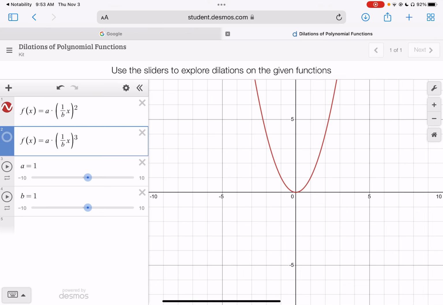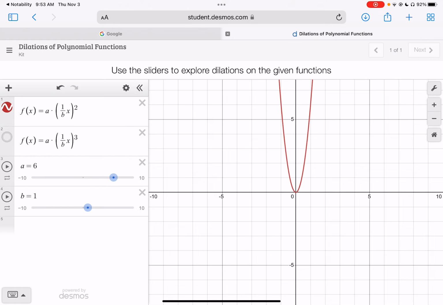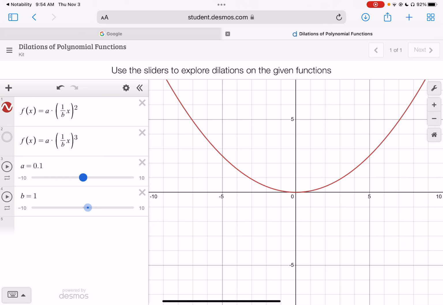And then a is the variable that we use to represent a vertical not translation, but a vertical stretch or a vertical dilation. So vertical means that it's pulling the graph in a vertical way. For example, if I have a vertical stretch and I increase my value of a using the slider, you can see that the graph pulls vertically up and away from the x-axis. Versus if I make it smaller, it's getting compressed vertically. It's getting smushed down towards the x-axis.